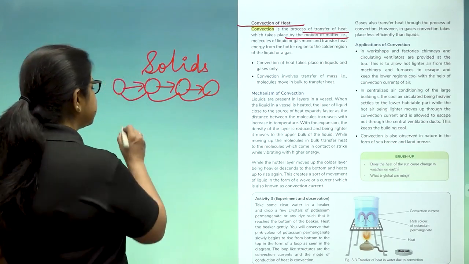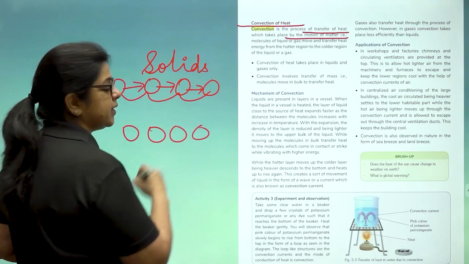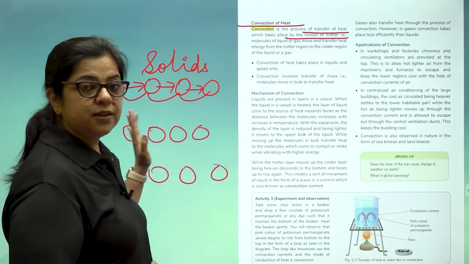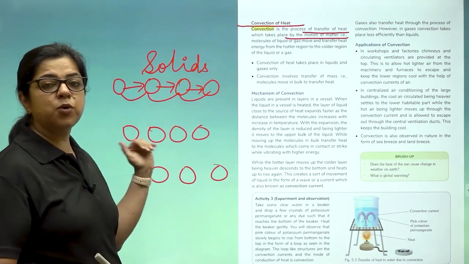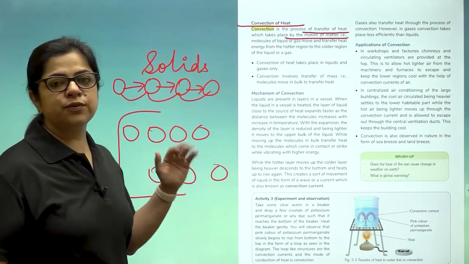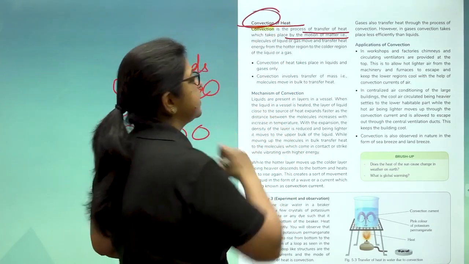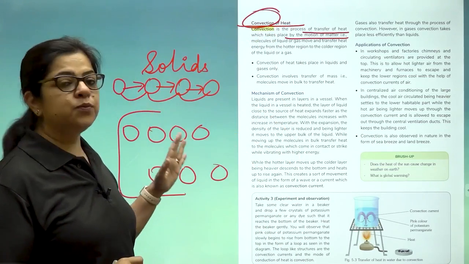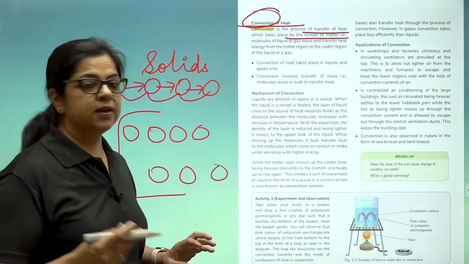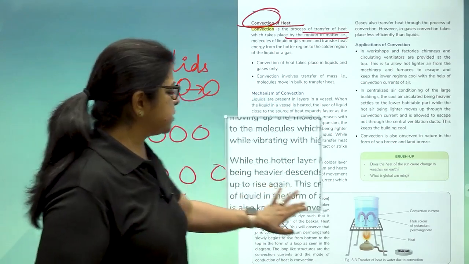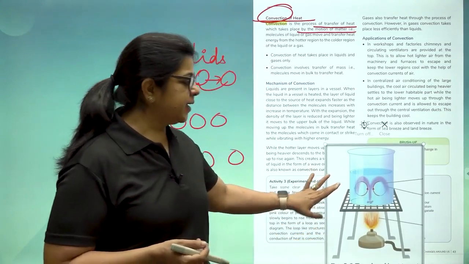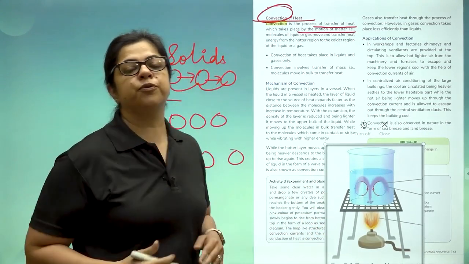In case of liquids and gases, so these are liquids and these are molecules in gases. We can see the difference in the space. So here if the molecule wants to move, it has got space to move. That is why, which method of transfer of heat? It is convection. What is the mechanism of convection? Now in convection, what is happening? The molecules of liquid or gas are present as a layer, one on top of the other.